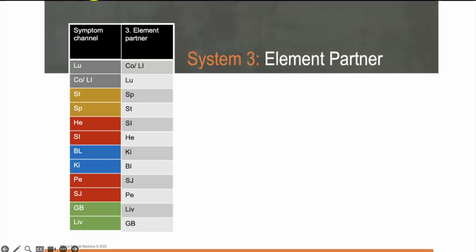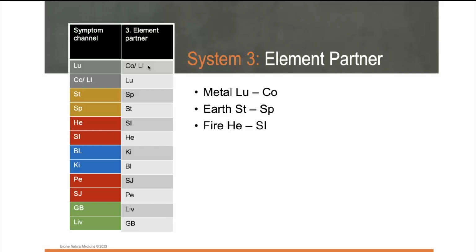So if we're looking here in the first one, lung is a metal element. The metal element balancer is the colon or the large intestine. So pretty straightforward. Metal, lung to colon. When we're looking at earth, we go from stomach to spleen. And they cross balance. So colon balances lung, lung balances colon. Spleen balances stomach, stomach balances spleen. Small intestine balances heart, heart balances small intestine. So they cross over, so it's reversible.